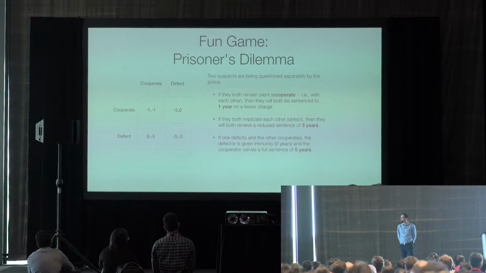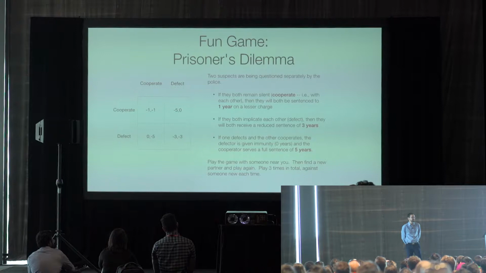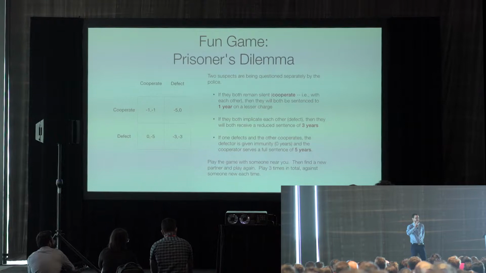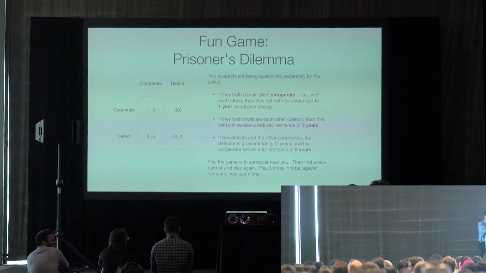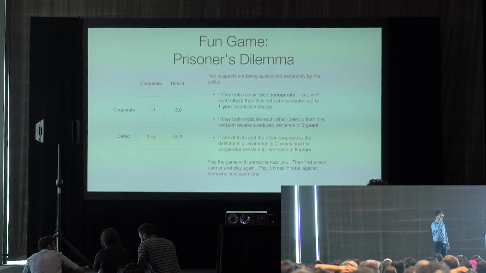Awesome. Play it. So pick someone next to you and play the game. And we want to play it three times, and we want to play against someone new every time, okay? I've got a handy timer up here. I'm going to wait for 2 minutes, and then we're going to report back, okay? I'm serious. Oh, yeah, good question. So the question is, how will we represent our strategy? If you cooperate, it's one. If you defect, it's two, okay? One, two, three, go.